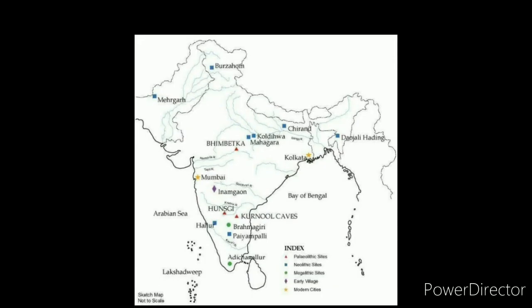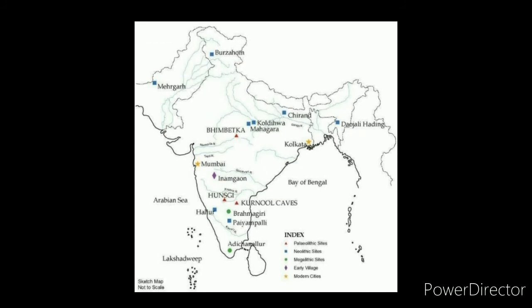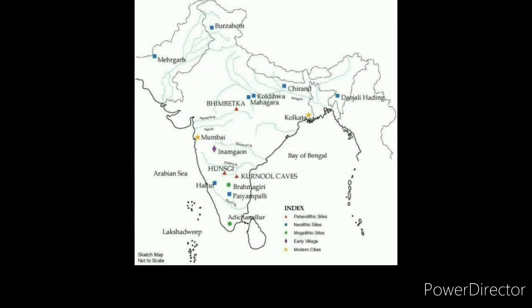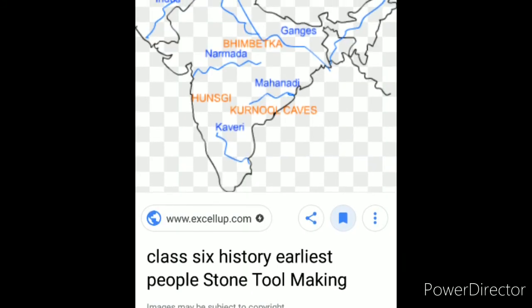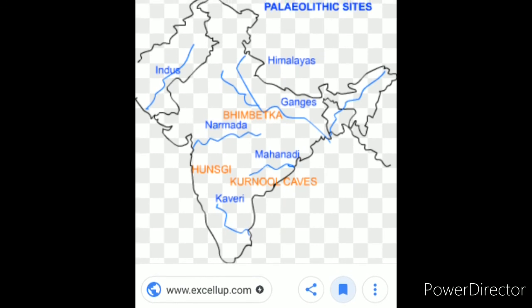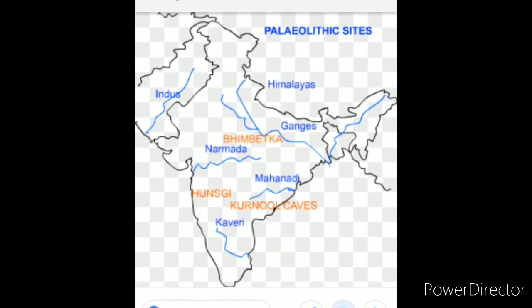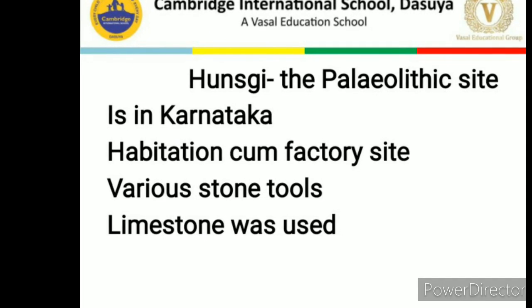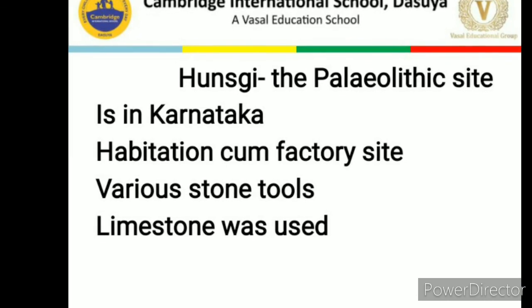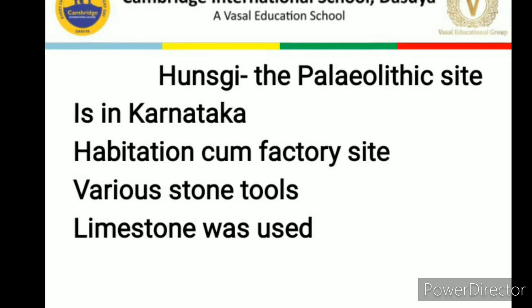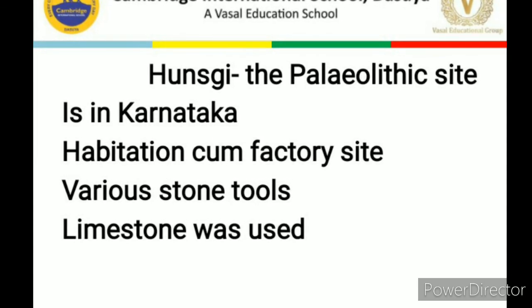Now, our next topic is Hansgi. It is a Paleolithic site. As you can see in these maps also, where is Hansgi located? It is located in Karnataka. It was a Paleolithic site. It was used as a habitation cum factory site by the early man. The archaeologists have found various types of stone tools here. The stone which they used for making the tools was limestone.